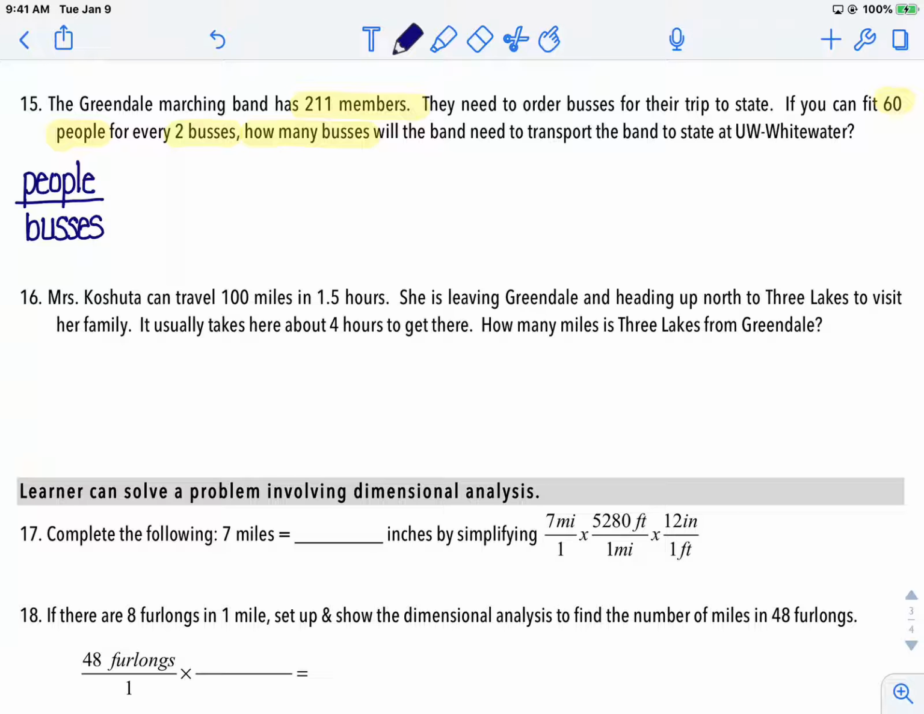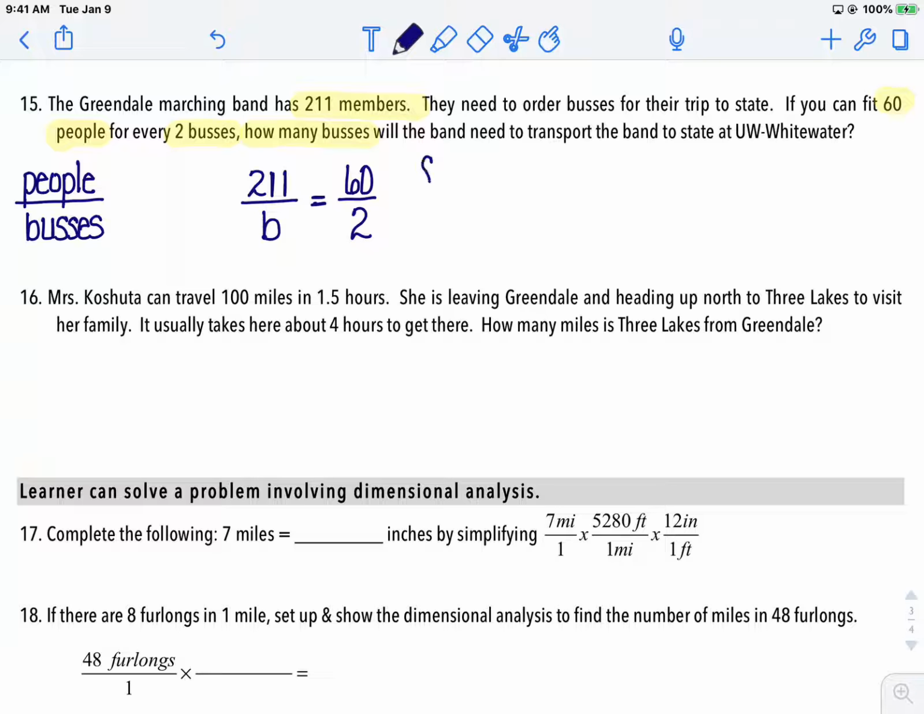So now when I read through, the marching band has 211 people. They need to order buses. Then it says, how many buses will the band need? So 211 people in the band? I don't know how many buses. It doesn't tell me. But then it talks about a different fact that 60 people can fit on 2 buses. So therefore I have another people to buses situation that they've told me about.